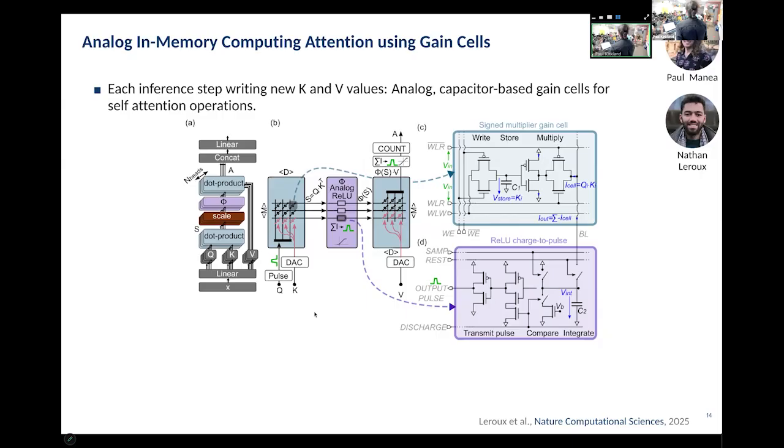So these are silicon-based gain cells? These would be silicon. I forget the material. Philip Wong does this, right? So he uses these.